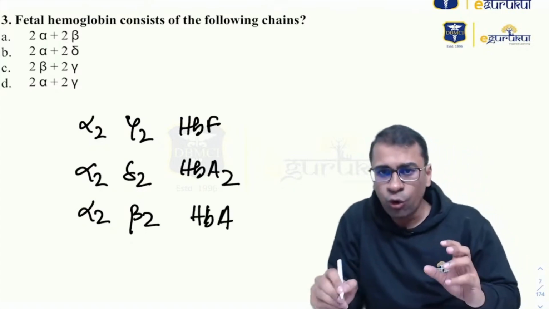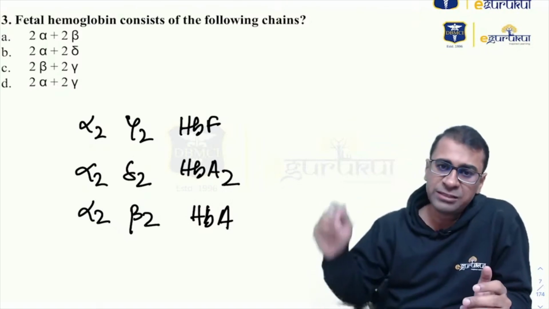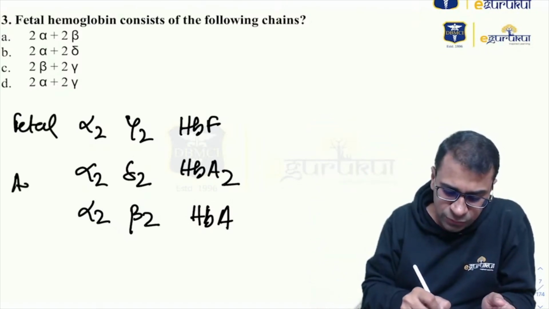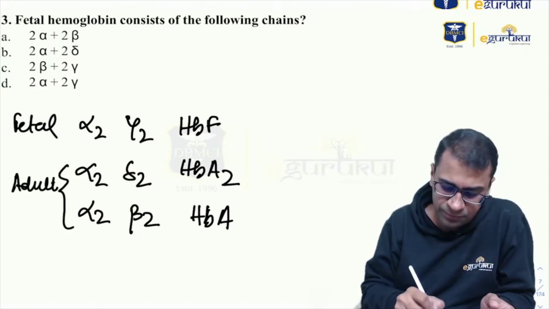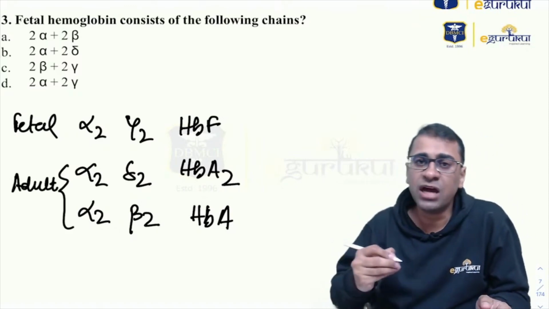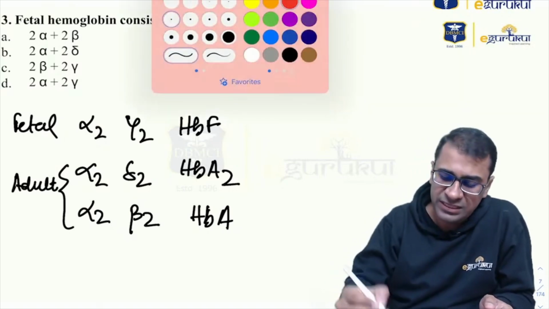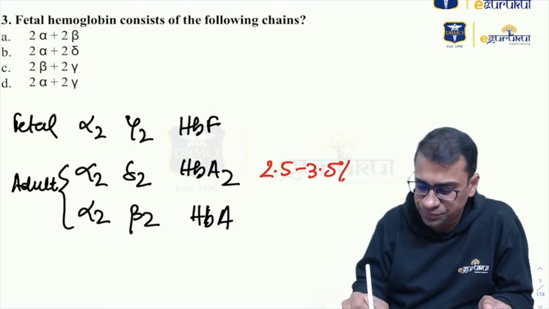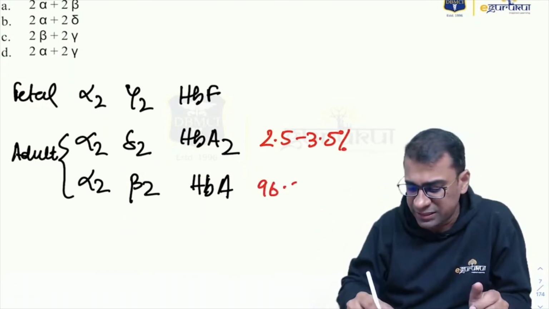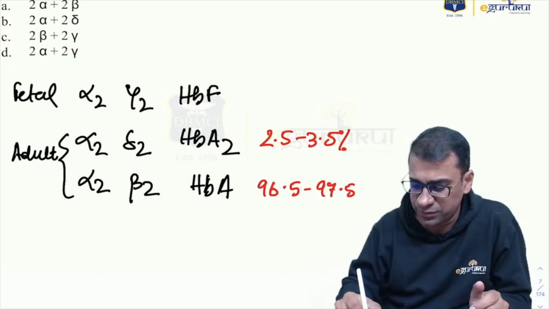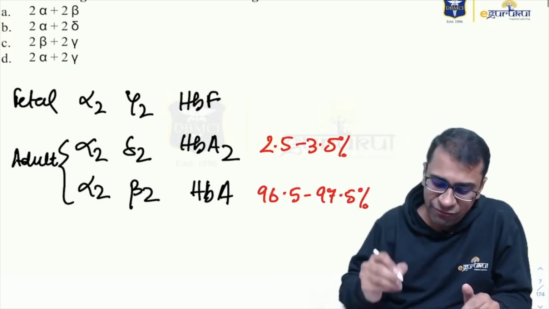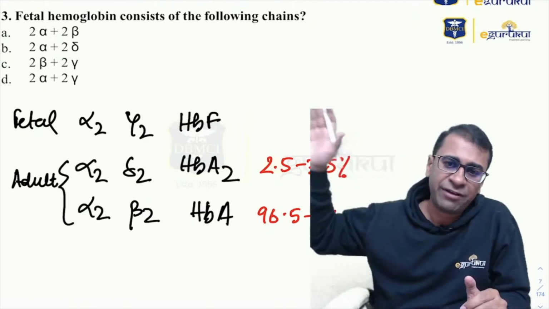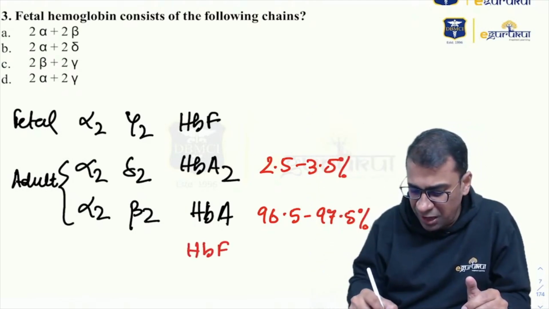Okay, so these are all the hemoglobins which can be there. The HbF means fetal, and these two are adult. This is fetal hemoglobin, and these both are called adult hemoglobin. But if the question is what is the amount or percentage of these in the adult hemoglobin, remember HbA2 is 2.5 to 3.5%, HbA is 96.5 to 97.5%. Okay, and HbF in the fetal stage is obviously most prominent, but in the adult stage HbF is less than 1%.